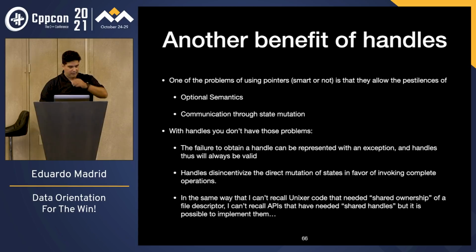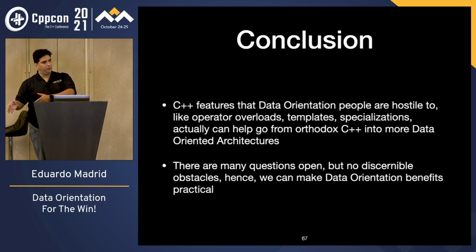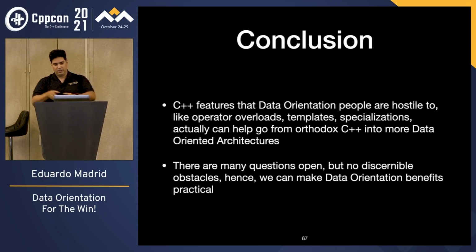The people that do databases have worked with this. Handles give you negative incentives to do optional semantics or state mutation, which I think are pestilences. Now, the conclusion is that C++ features that data orientation people are hostile to, like operator overloads and template specializations, actually can help go from orthodox C++ into more data-oriented architectures for our software, okay?